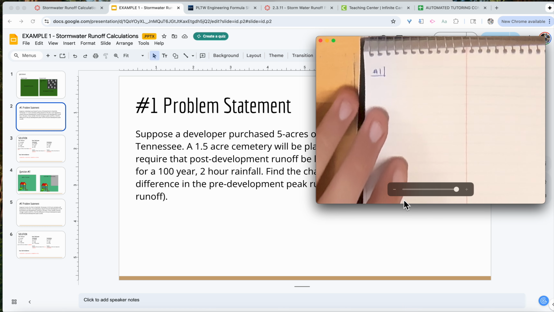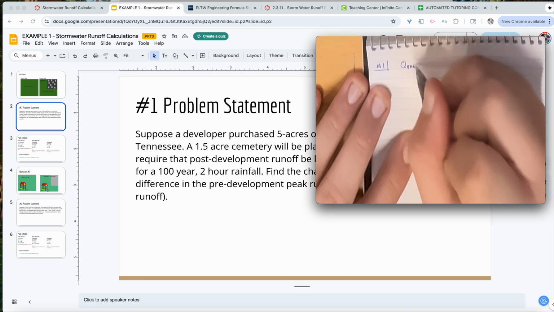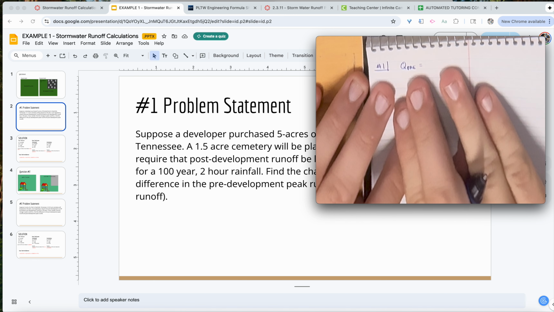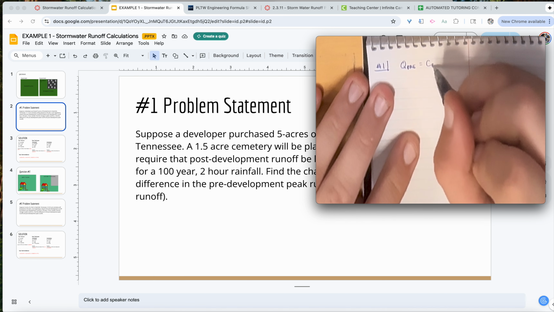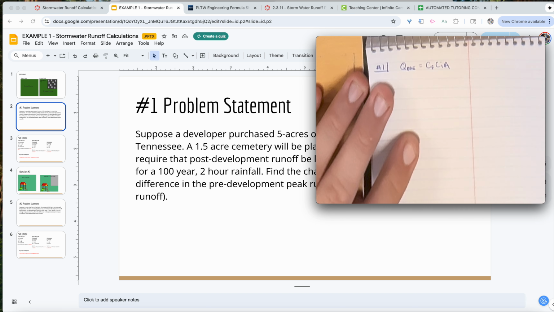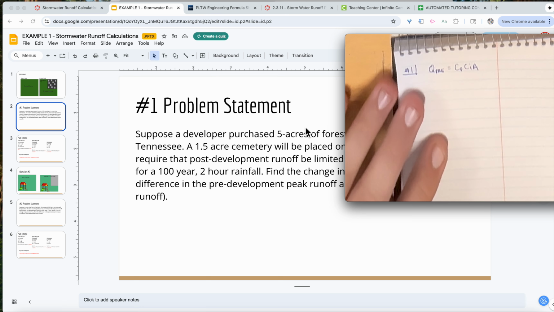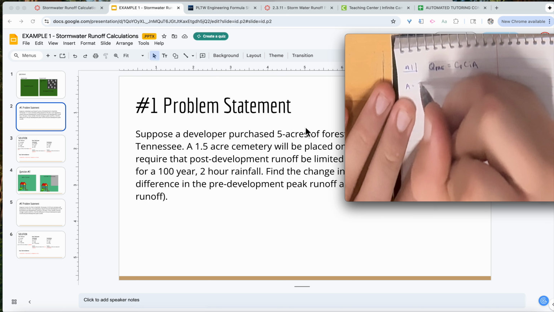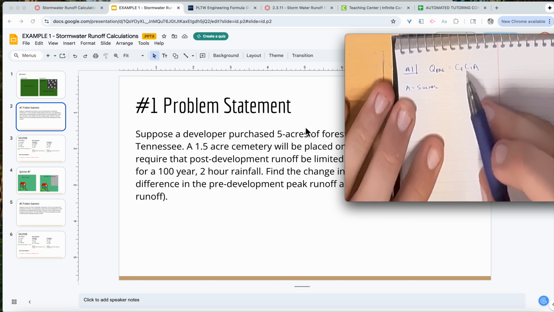Let's start with what we know. We're going to have Q pre. Since Q pre is simply the forested land, it's going to be CfCiA. So let's begin with Q pre. They tell us that the acreage, A, is equal to 5 acres. What we've also got to determine is Cf, C, and then i.